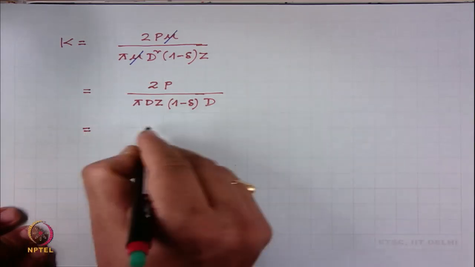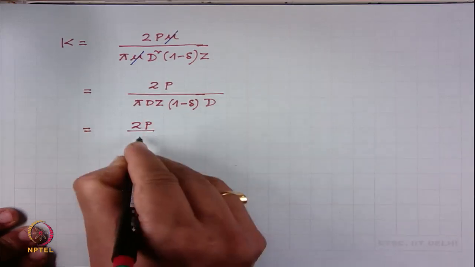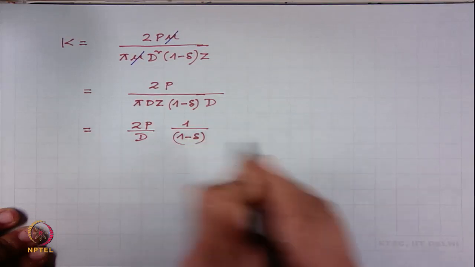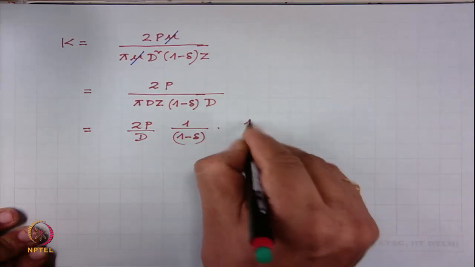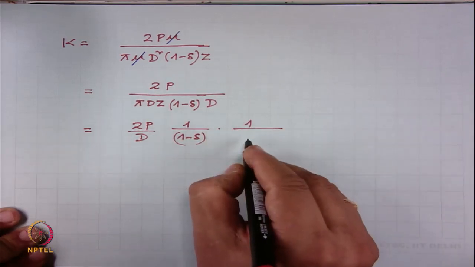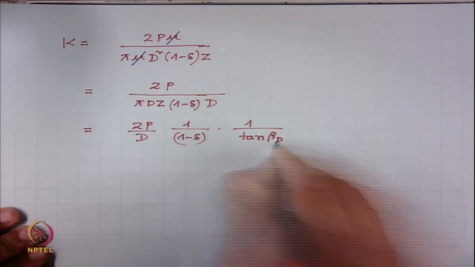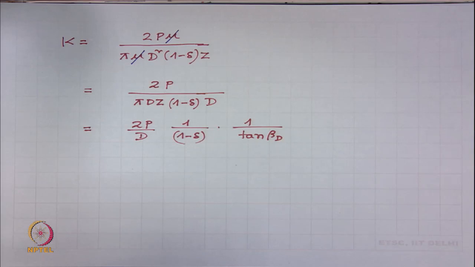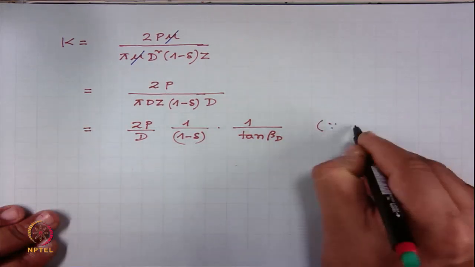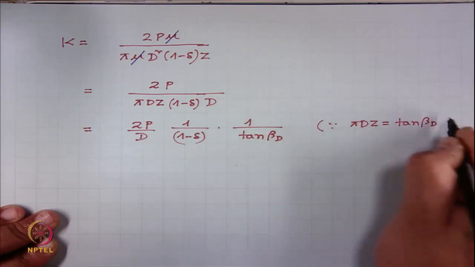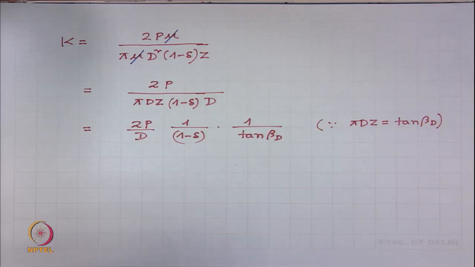in a nice form, 2 p by d, 1 divided by 1 minus retraction, into what is pi d Z, yarn twist intensity, tangent of beta d, module 2, tangent of beta d. Right. So, this is what is K.